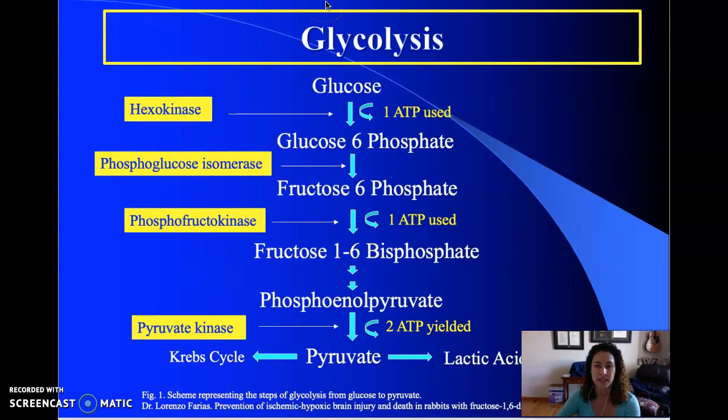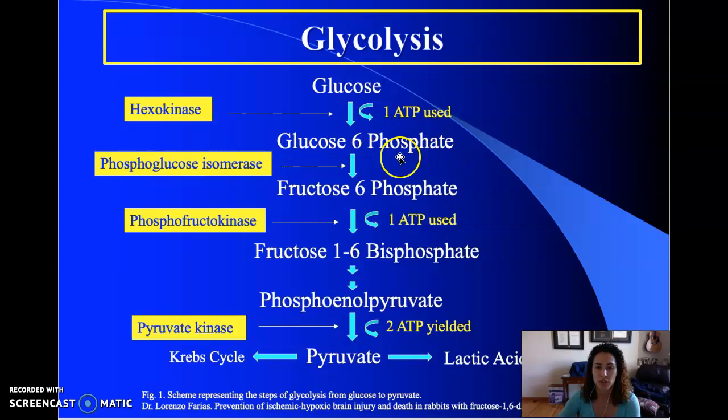Glycolysis takes place in the cell's cytosol, and it is the beginning of glucose's breakdown to obtain energy for cellular metabolism. Glycolysis consists of an energy-requiring phase followed by an energy-releasing phase. Initially, glucose is catabolized in several steps. First, glucose is phosphorylated by the enzyme hexokinase to glucose 6-phosphate. This step requires 1 ATP.